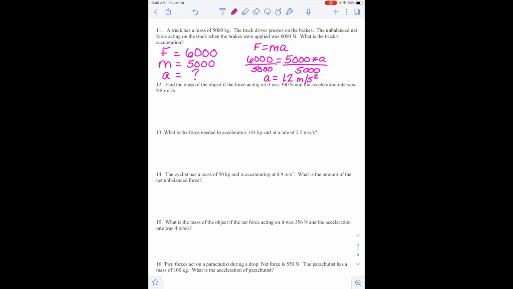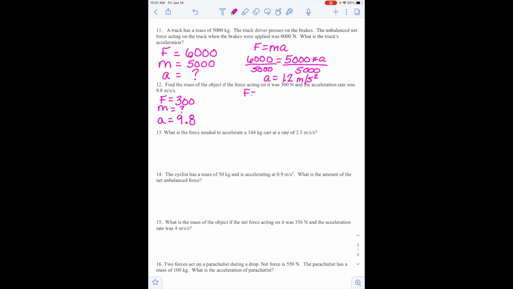Number 12. Find the mass of the object if the force acting on it was 300 newtons and the acceleration rate was 9.8 meters per second squared. So we have our force this time, which is 300 newtons. We have our acceleration, which is 9.8, and we are looking for the mass.